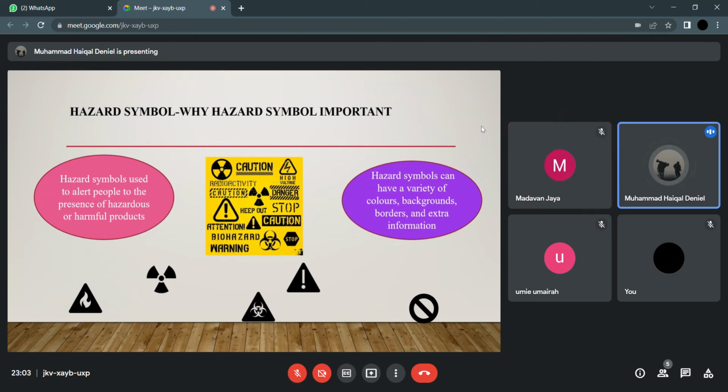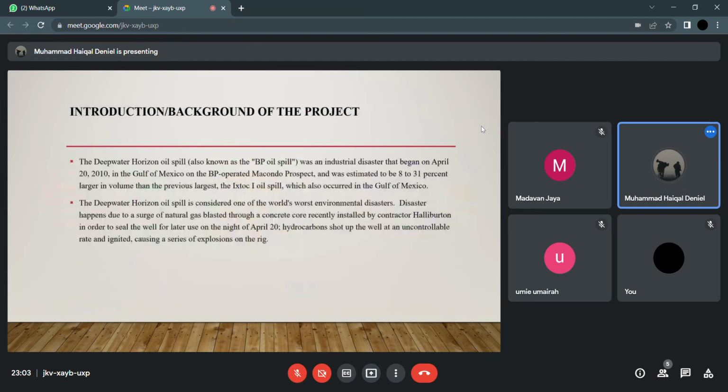Thank you, Madhavan. Now, I will explain the introduction of the project. So, actually, we chose the Deepwater Horizon oil spill. This is because the Deepwater Horizon oil spill, also known as the BP oil spill, was an industrial disaster that began on April 20, 2010 in the Gulf of Mexico on the BP-operated Macondo prospect and was estimated to be 8 to 31% larger in volume than the previous largest, the Ixtoc 1 oil spill, which also occurred in the Gulf of Mexico.